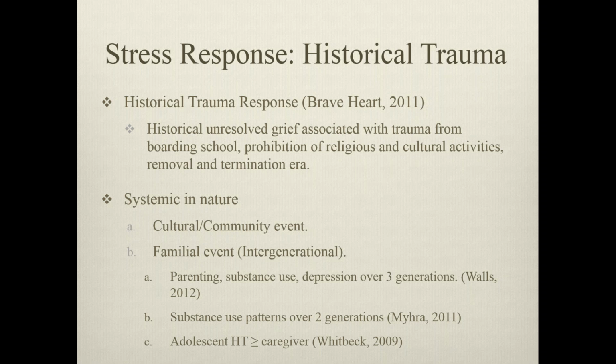So in one study, a mentor of mine, Dr. Walls, looked at 3 generations, grandparent, parent, and children, and measured historical loss. And what Dr. Walls and her team found was that historical loss was related, in all 3 of those generations, to parenting style, likelihood of substance use, and depression. Another colleague of mine, Dr. Myra, looked at 2 generations and found a similar pattern of substance abuse related to historical loss.